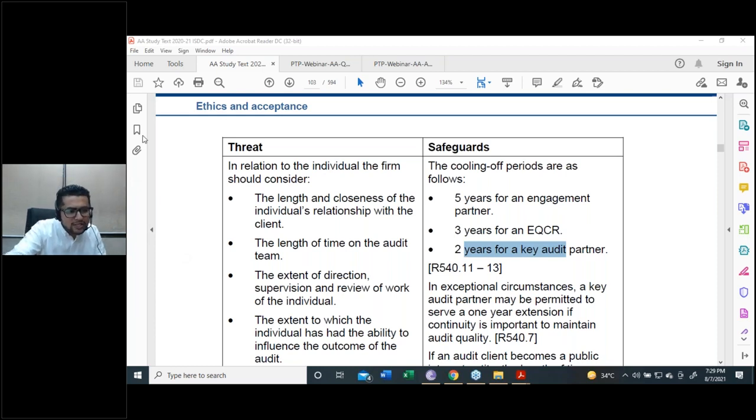How to avoid contingency fee? That's a very easy question. Make sure your audit fee is based upon your work, your hours, your effort, your risk. Don't relate it with the net profit of the company or any other financial outcome of the company.